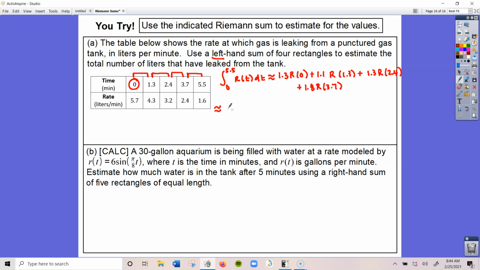So now let's plug in these values. 1.3 times r of 0, which is 5.7, plus 1.1 times r of 1.3, which is 4.3, plus 1.3 times r of 2.4, which is 3.2. And last one, 1.8 times r of 3.7, which is 2.4. So now we are just going to use the calculator to multiply all of these out just to save on time.